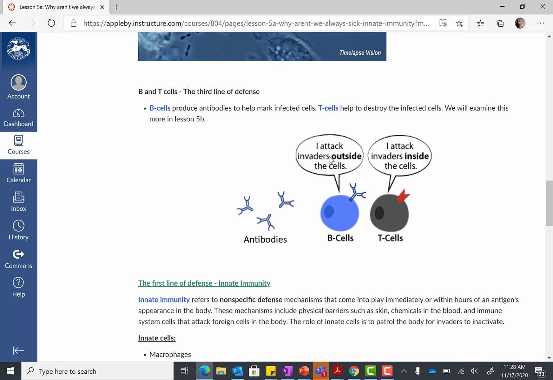You can see it says B cells attack invaders outside the cells by producing your antibodies, and T cells attack invaders inside the cells. And you'll see how that's done again in our next lesson.